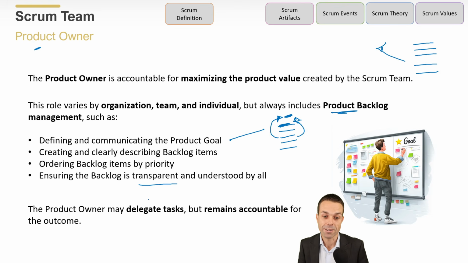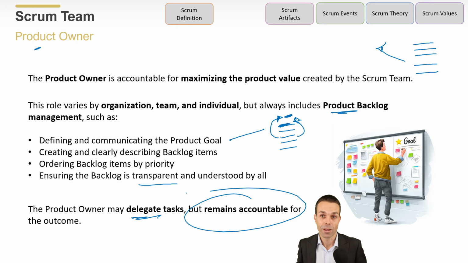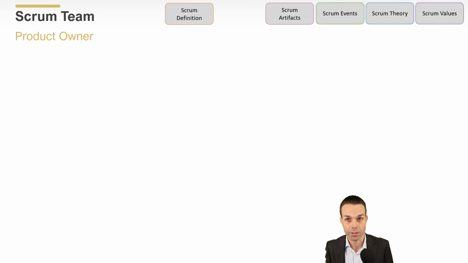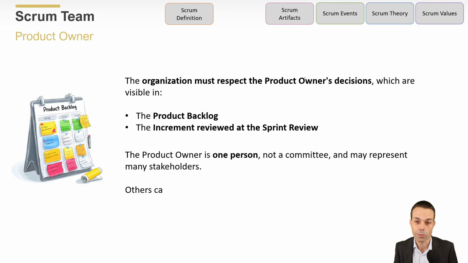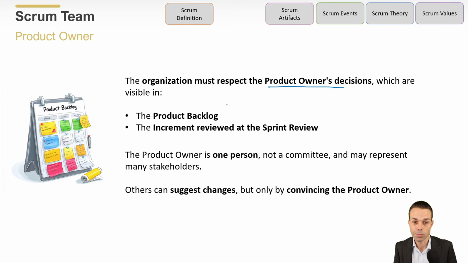The product owner might delegate tasks, but they remain accountable for the outcome, for that increment that's going to meet the product goal. The organization must respect the product owner's decisions, which are visible in the product backlog, that list, and the increment at the end of the sprint that's delivered, and it's shown at the sprint review.